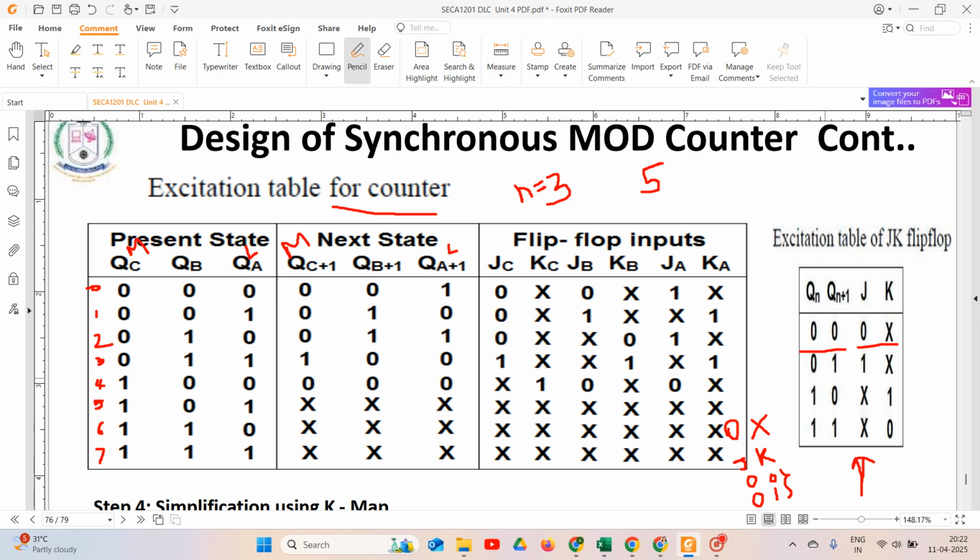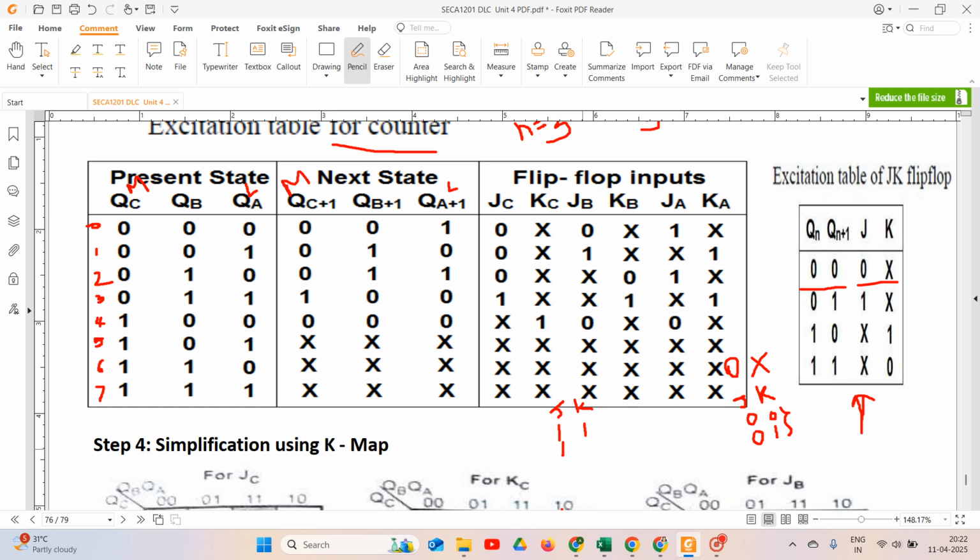Next, 1 0 means my present state is 0 and my next state became set. Then toggle: my present state to next state became toggle, so the input condition for J K is 1 1. This is my J, this is my K. Another one is set, so I can write 1 and this one is 0, so I can write 1 and don't care. That is my input condition. Similarly we have to find out the other two conditions.